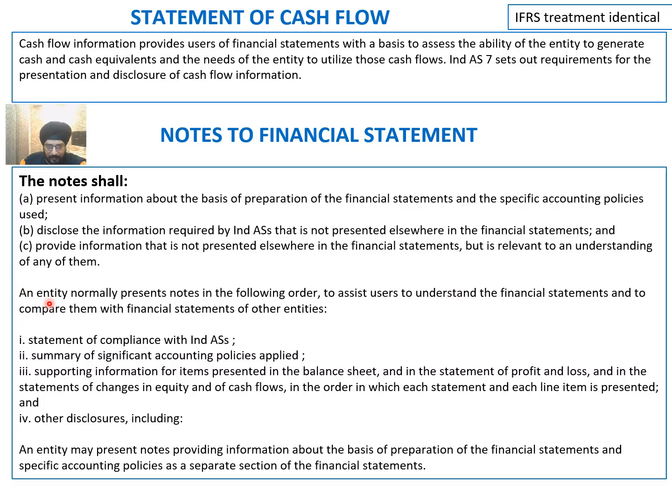An entity normally presents notes in the following order. Basically, a statement of compliance with the IND AS, that is the one they need to present. Summary of the significant accounting policies applied. Supporting information for the items presented in the balance sheet. An entity may present notes providing information about the basis of preparation of the financial statement and significant changes in the accounting policy. So we'll quickly have one more slide on the notes to the accounts. We'll speak in a little more detail about that. Let's just move to the next slide then.